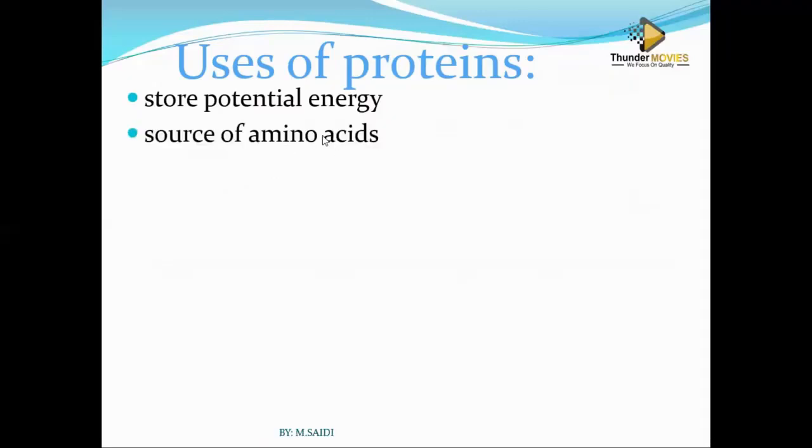Proteins are also a source of amino acids. When you eat protein foods, you get different amino acids. Some amino acids are produced inside the body, and others you obtain from outside. So when you eat proteins, you get those amino acids which cannot be synthesized by our body. Proteins provide structure. Proteins make up a big percentage of our cells. The structure of our cells is made up of proteins. Then they provide support. Since they make up the structure of the cell, obviously they provide support.